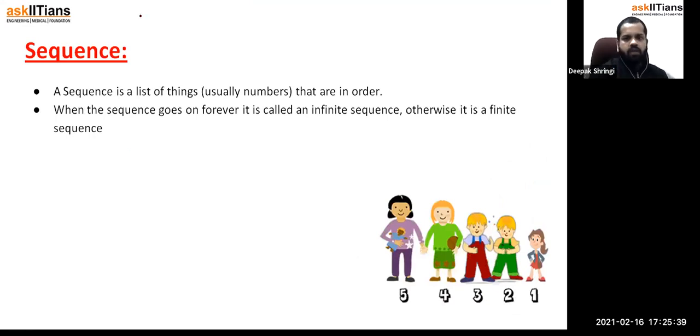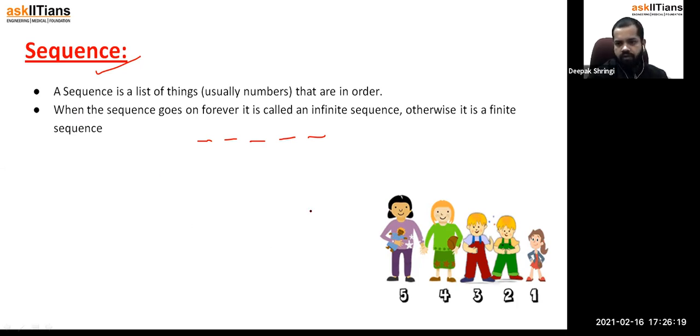So the first is sequence. What is a sequence? A sequence generally follows some pattern. A sequence is a list of things, usually numbers, that are in order, that follow some pattern or are in some particular order. When a sequence goes on forever, it is called an infinite sequence, otherwise it is finite. If it goes beyond your limit, then it is an infinite sequence, but if it is within a limit, then it is a finite sequence.